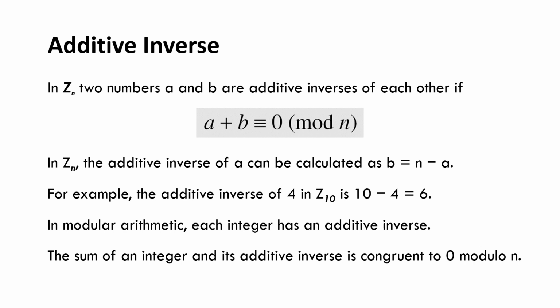Note that in modular arithmetic, each number has an additive inverse and the inverse is unique. Each number has one and only one additive inverse. However, the inverse of the number may be the number itself.